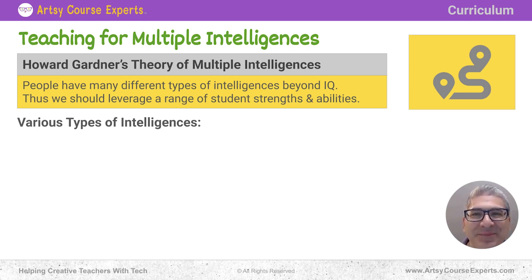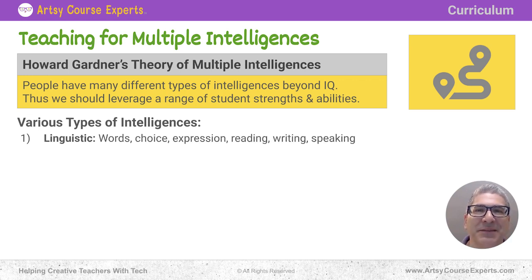So let's get started. The first one is linguistic intelligence. These are people that are just natural at words, choice, expression, reading, writing, and speaking. It just comes natural to them. That's their zone of genius, to read and to write and to express themselves. So as teachers, we should look for ways to provide these linguistic students materials so that they can learn in their best way possible. The second type of intelligence is musical.